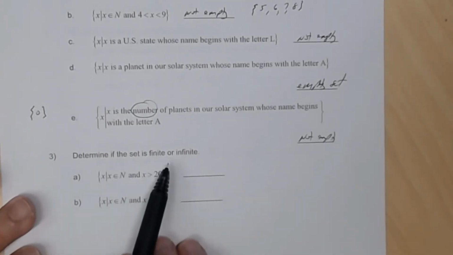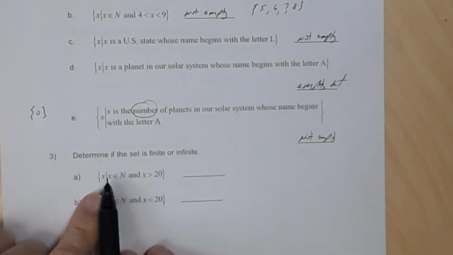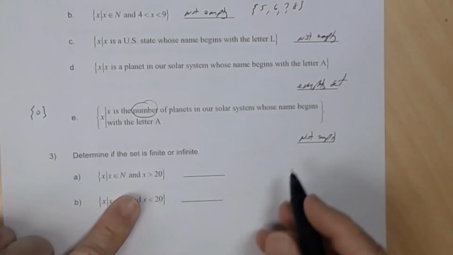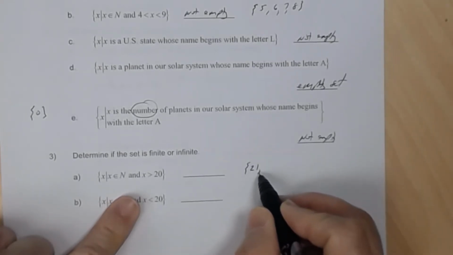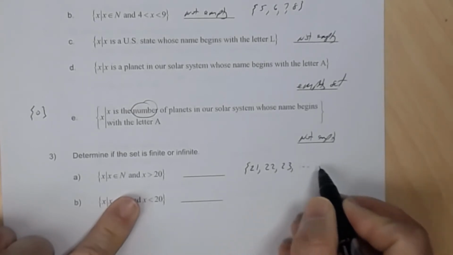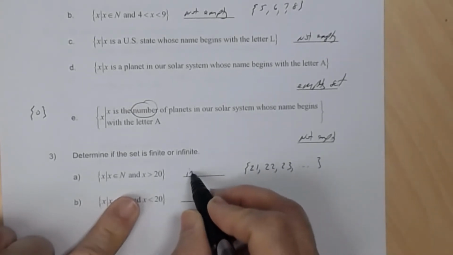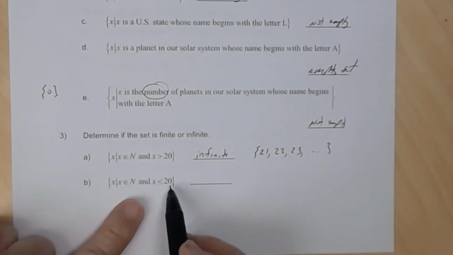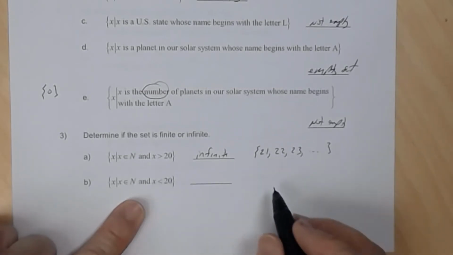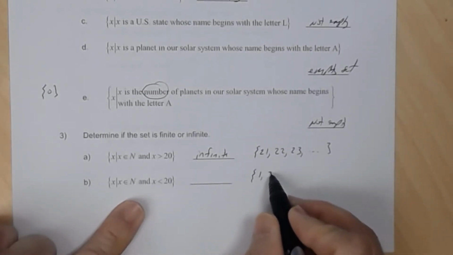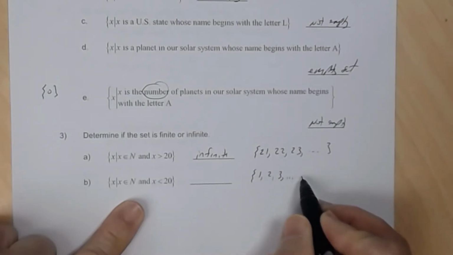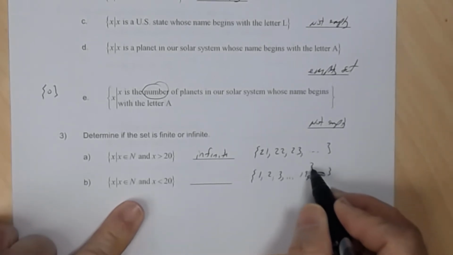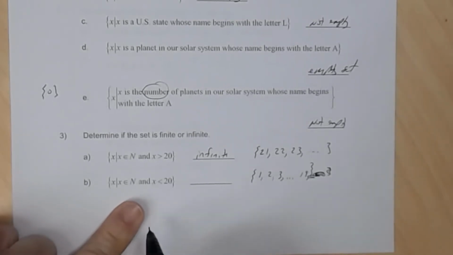All right, 3, determine if the set is finite or infinite. So the set of natural numbers greater than 20. How many natural numbers are greater than 20? Is that a finite or an infinite number? Well, if you start listing them, that's 21, 22, 23, and so on. That's an infinite set, right? B, the set of natural numbers less than 20. Well, if we look at them, that's going to be 1, 2, 3, up to 19. I can count those. There are 19 of them. So that's finite.